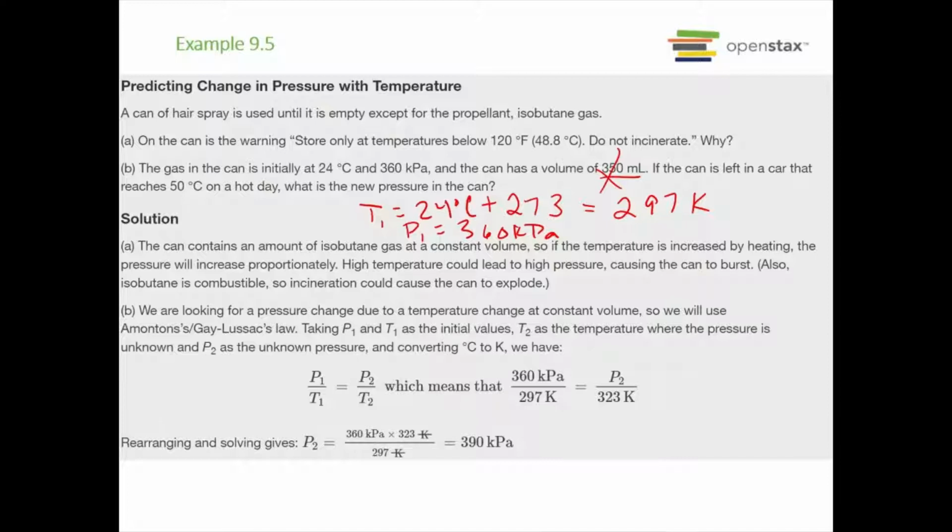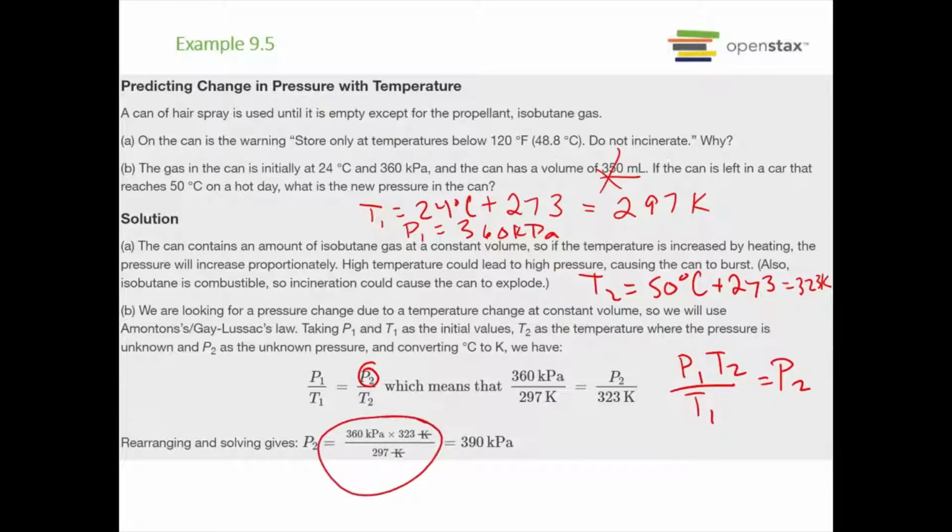So then we have a T2. We were given 50 degrees Celsius. Again, add 273 to that, and we get 323 Kelvin. So we're going to start with P1 over T1 equals P2 over T2, and we are solving for P2. So to get P2 by itself, we can multiply both sides times T2. So that gives us P1 T2 over T1 is equal to P2. Plug in our numbers and you get 390 kilopascals.